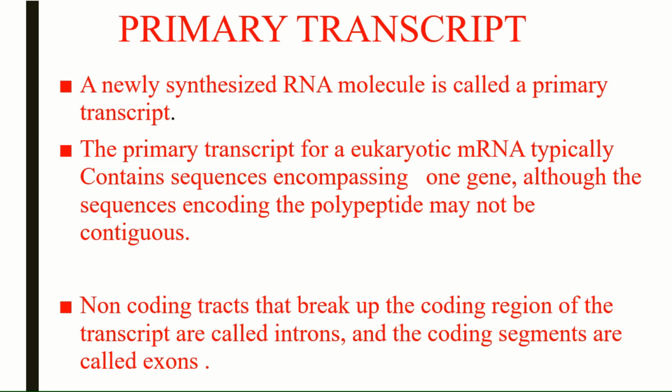Let us discuss the primary transcript. What is a primary transcript? A newly synthesized RNA molecule is called a primary transcript. The primary transcript for a eukaryotic messenger RNA typically contains sequences encompassing one gene, although the sequences encoding the polypeptide may not be contiguous. Non-coding tracts that break up the coding region of the transcript are called introns, and the coding segments are called exons.